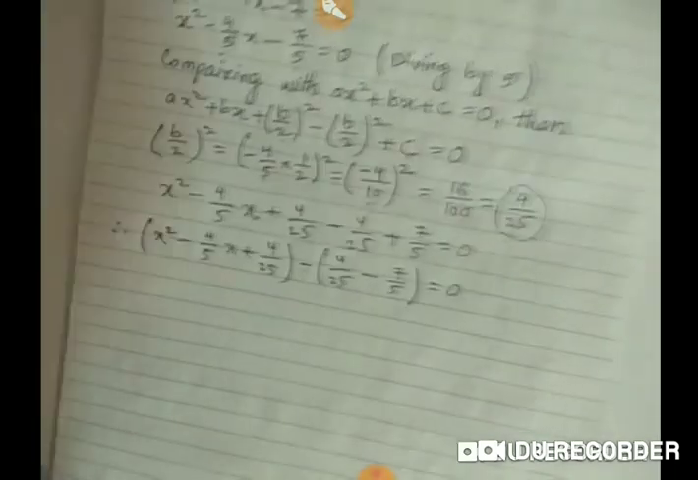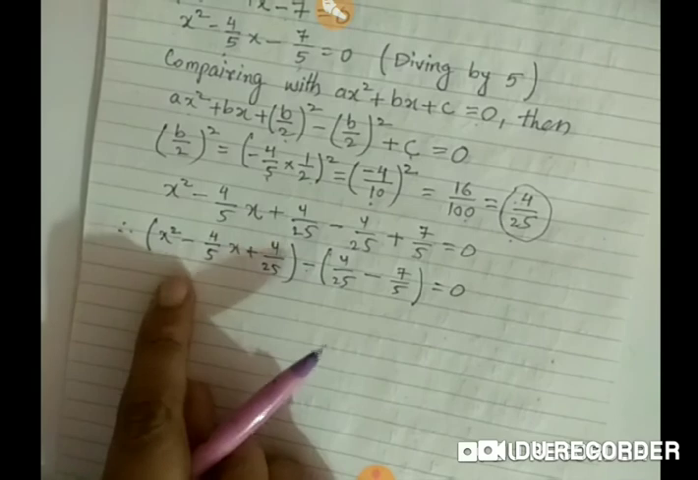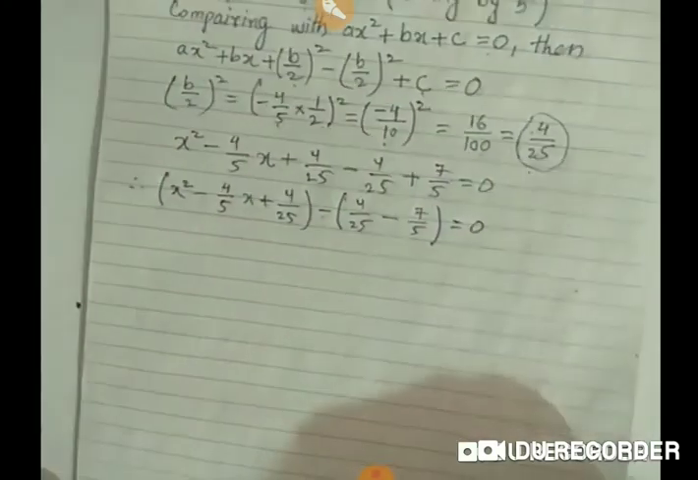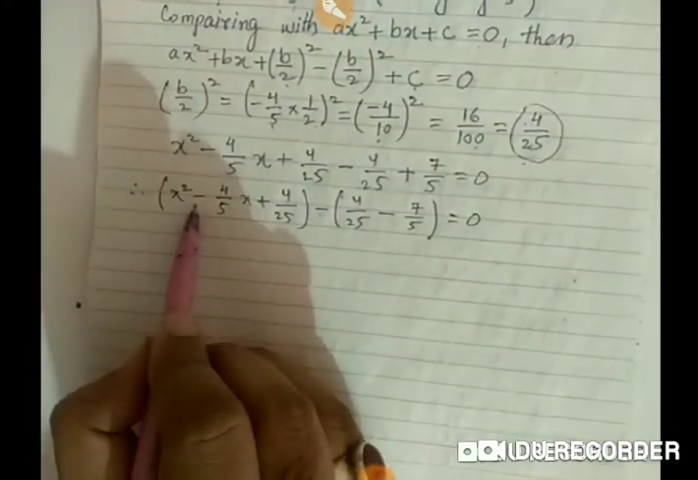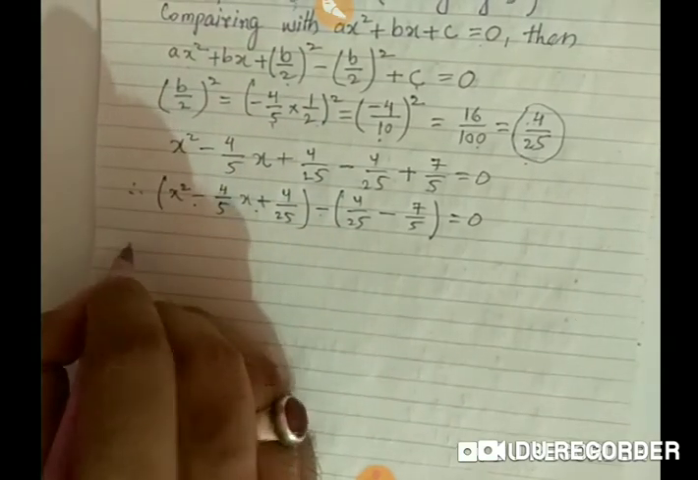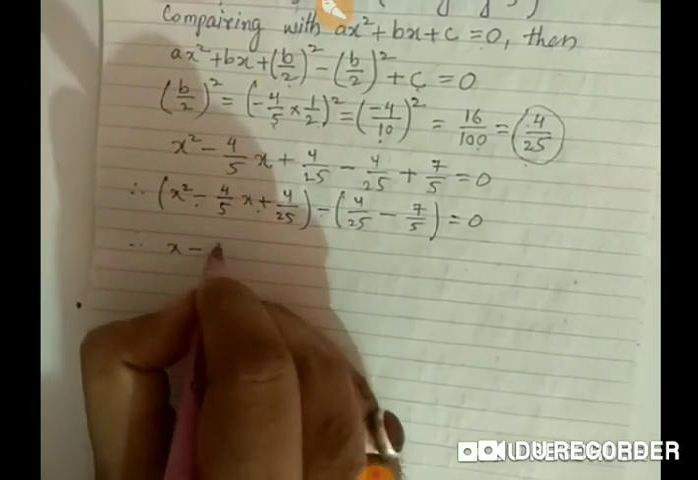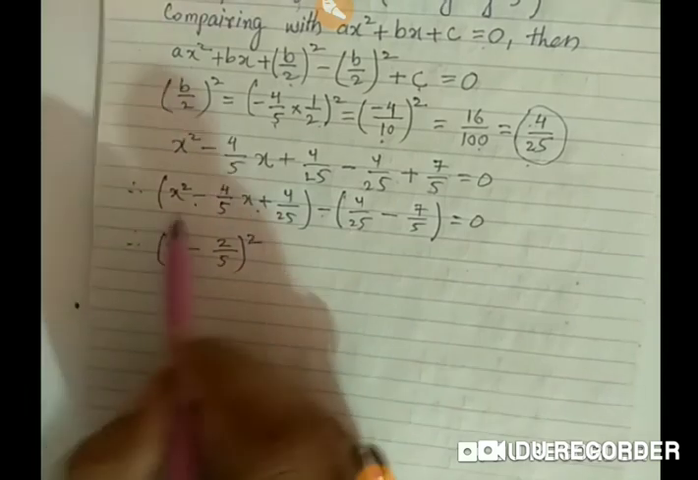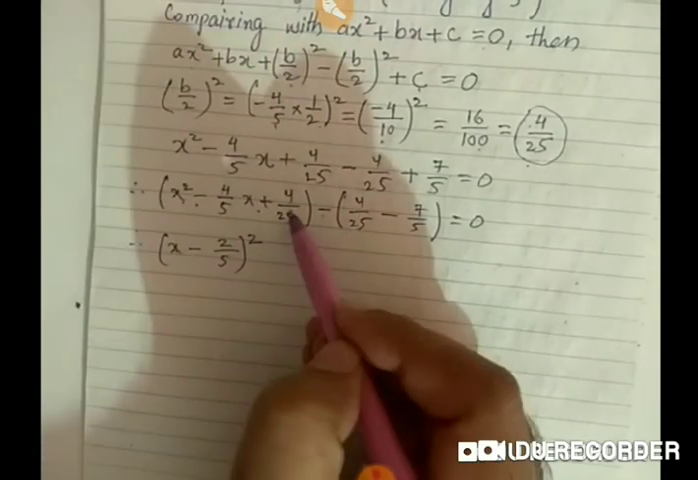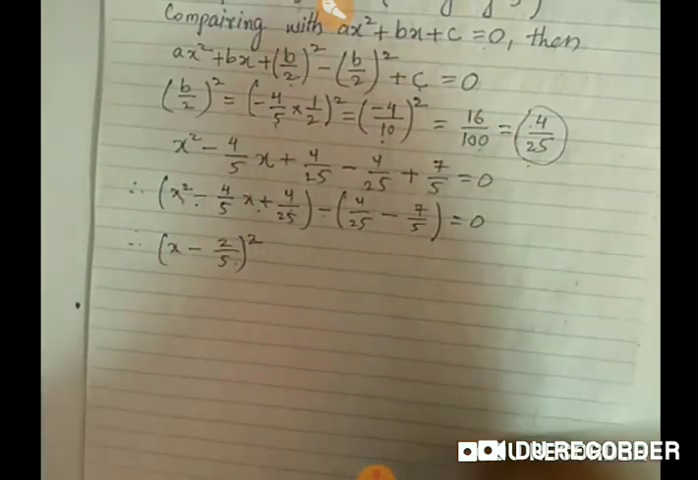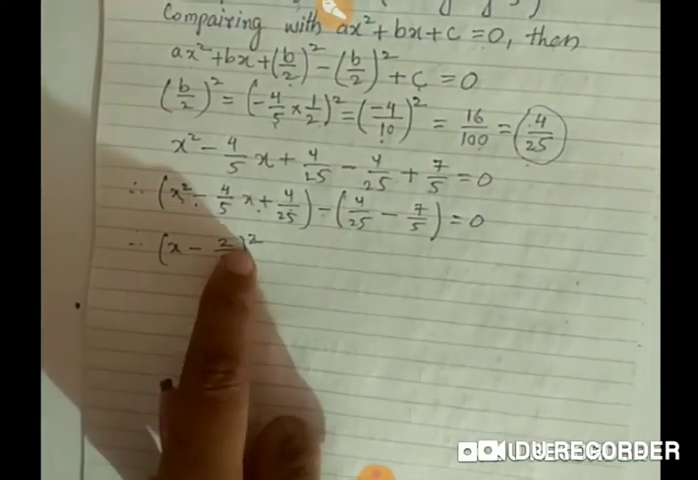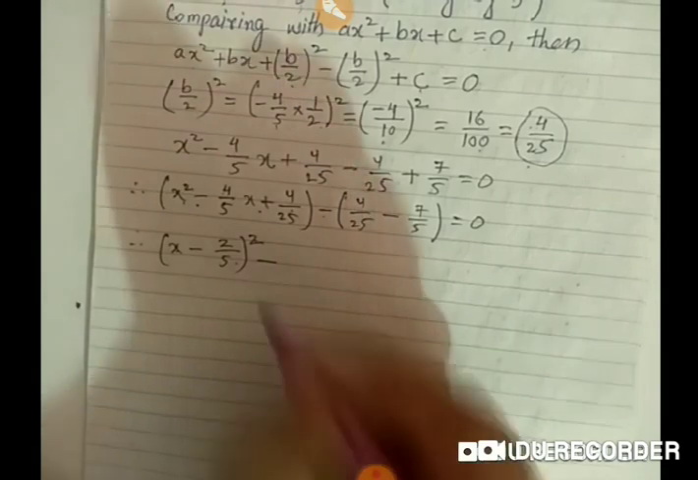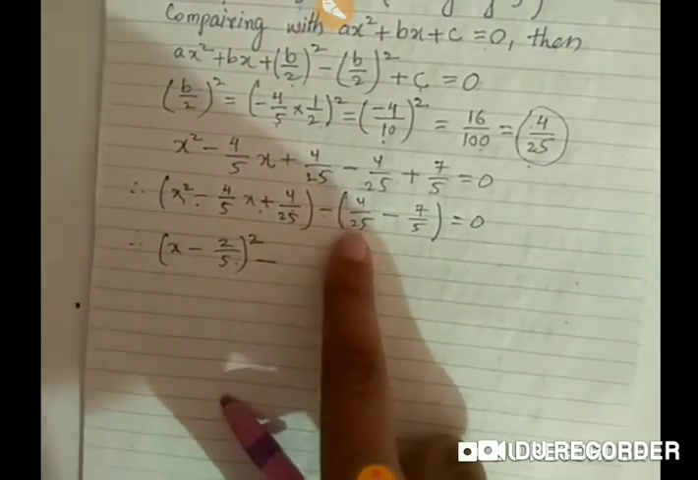We need to convert this first group as a plus b or a minus b whole square, whichever is applicable. So here one is negative sign, one is positive sign. So you can write it as x minus 2 by 5 whole square. So here I am taking square root of first term and square root of third term and whole square. So it can be written as a minus b the whole square. Then minus, in second group, we have 4 by 25 minus 7 by 5.